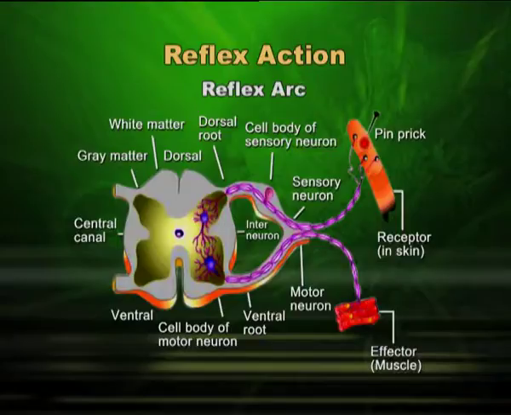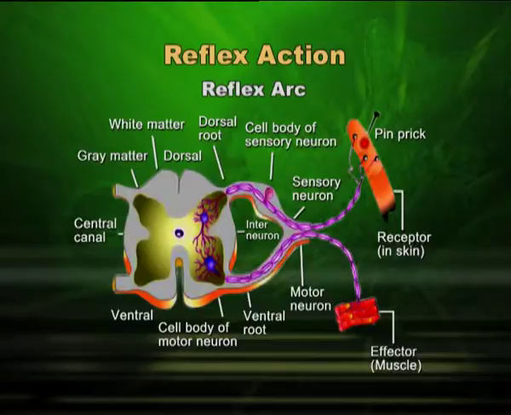Now, let us understand how it functions. Here is a diagram to show reflex arc. You can see the spinal cord. This is cut section of a spinal cord, and this in the center is the gray matter and outside is the white matter. You remember while discussing brain, I did tell you that in brain outside is gray matter, which you have seen in cerebral cortex, and inside is white matter, which is in the form of axons, myelinated axons.